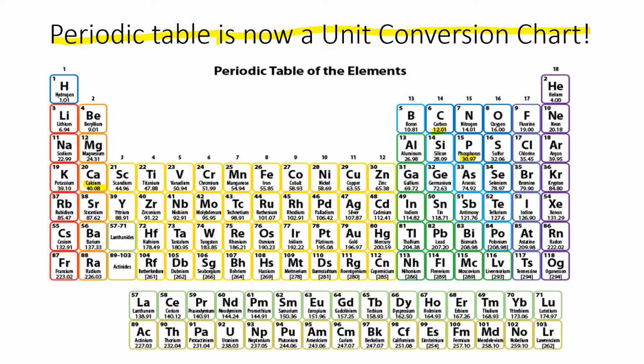Those average mass numbers that you're seeing are now the molar mass. It's how many grams of that substance it takes to give you 1 mole of that substance. So we're going to work through some examples of showing this, but the periodic table now just became even more useful than it was already, because now we can do calculations with the information on that periodic table.